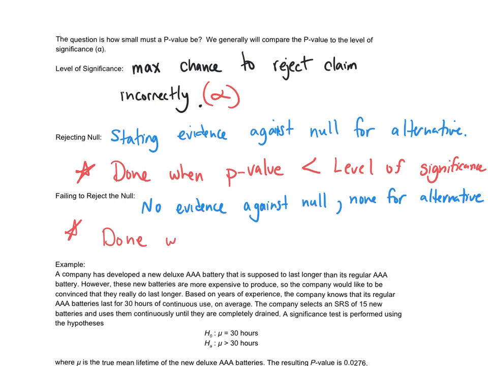We fail to reject the null when the p-value is bigger than our level of significance alpha. So if you have a small p-value, how small? It has to be smaller than this level of significance, which is quite honestly a lot of times 0.05. If it's small enough, then we can reject the null and be for the alternative. Otherwise, we have to fail to reject the null and just say, well, we don't really have evidence for anything.